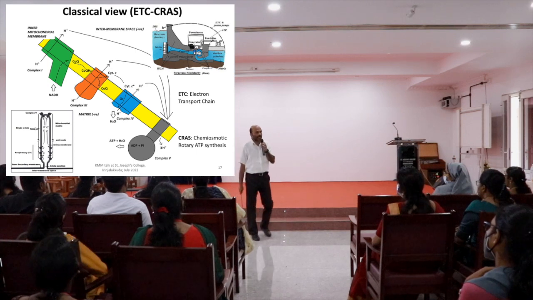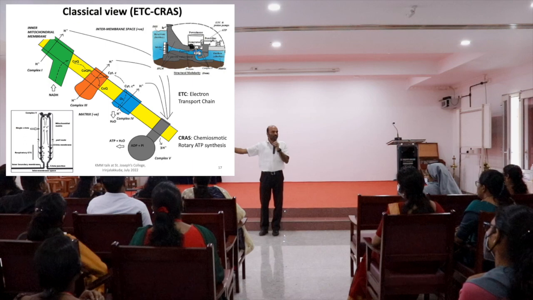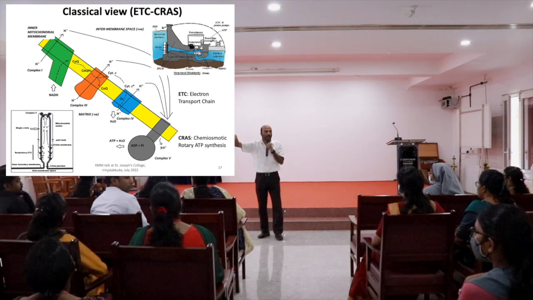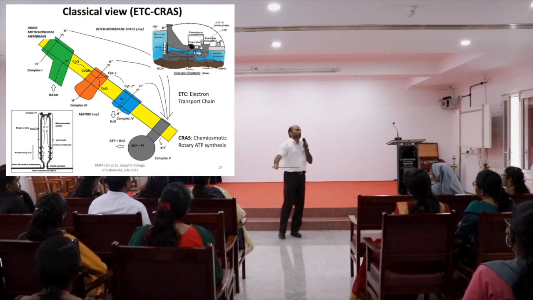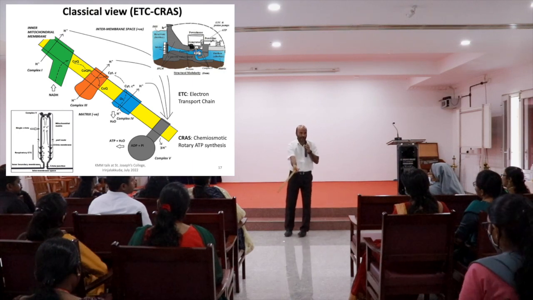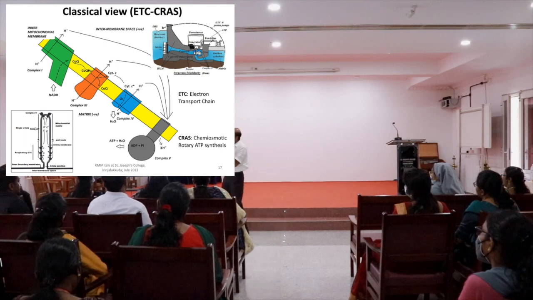The classical mechanism has the major mitochondrial proteins. How many of you have studied this? Please raise your hands if you have studied this. Electron transport chain, rotary ATP synthesis. This is all incorrect. I will tell you in the next few minutes, you can see it for yourself why it is incorrect. So this is something like this.